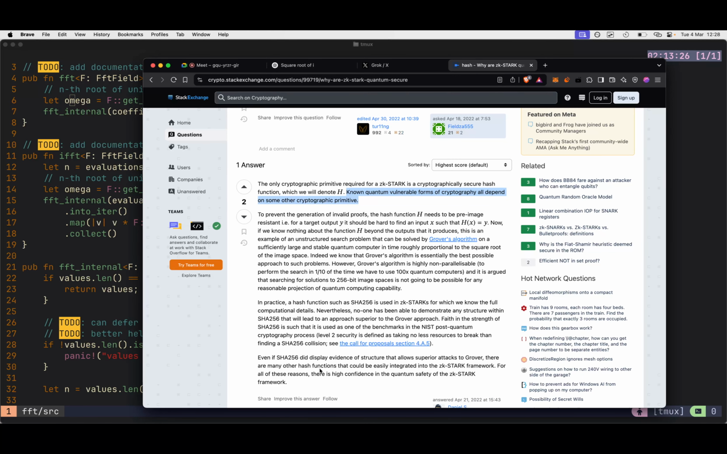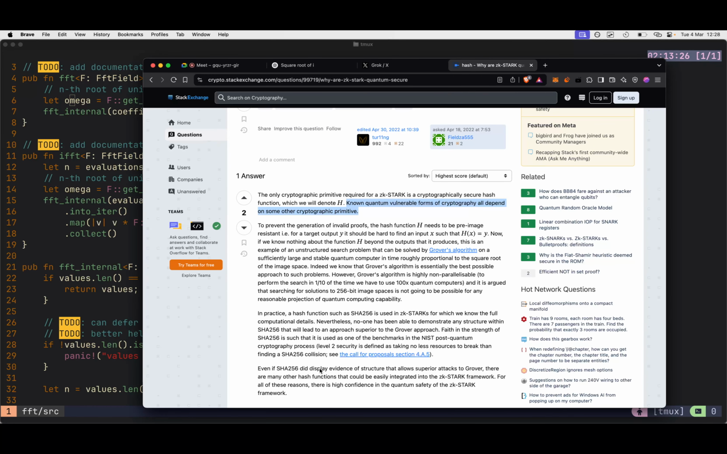So this thing, they're just not sure. There's no proof of anything. It's not parallelizable. So from what you said yesterday, that's where Grover's algorithm shines, since it can't be parallelized. I think they're not trying to relate hash functions with it. It said no one has been able to demonstrate any structure within SHA-256 that will lead to an approach superior to Grover.